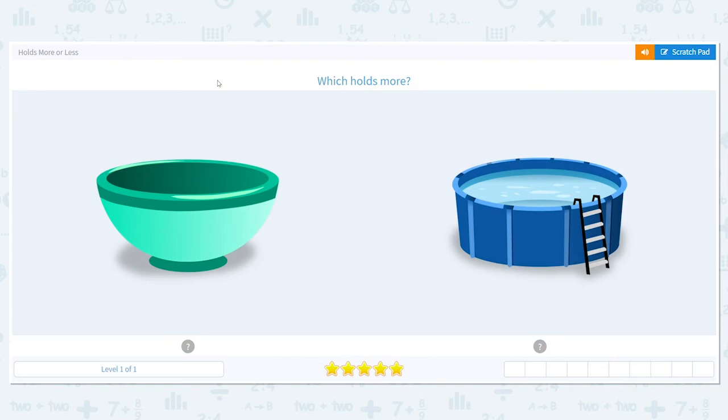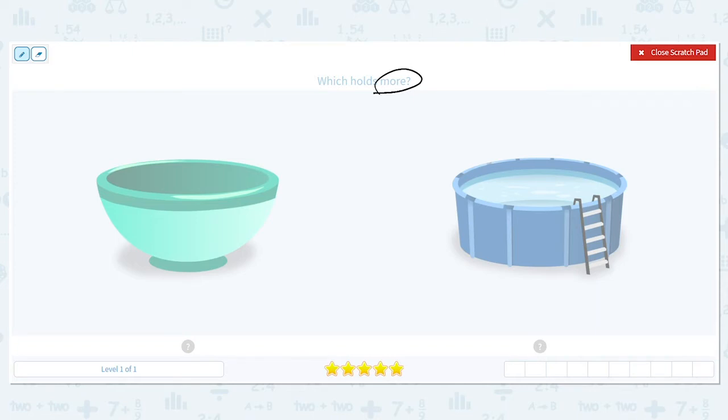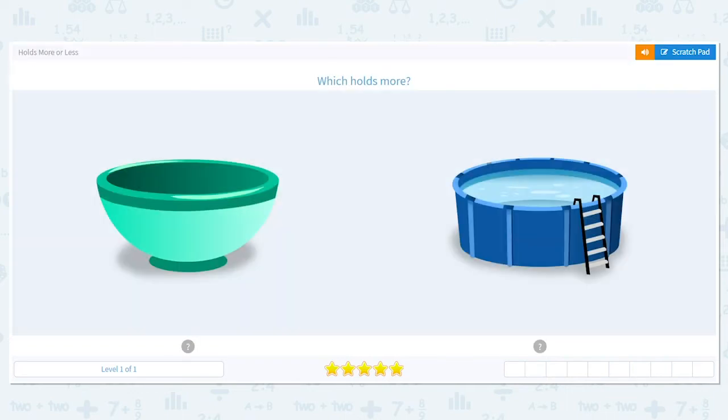All right, let's try holds more or less. So we're talking about capacity, okay? We're talking about things that hold liquids. So first thing I have are a bowl and a swimming pool, and I want to know which holds more. So let's think of it this way. If I filled a bowl, like I would fill a soup up with water, and I filled the swimming pool up with water, which one would hold more? The pool would. I can go inside the pool and swim through the water. I can't do that with a bowl.